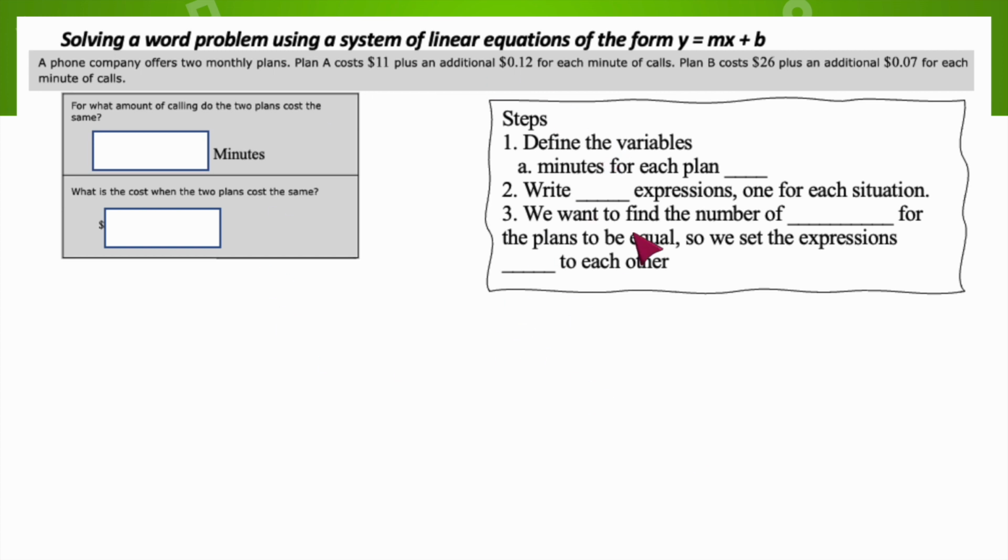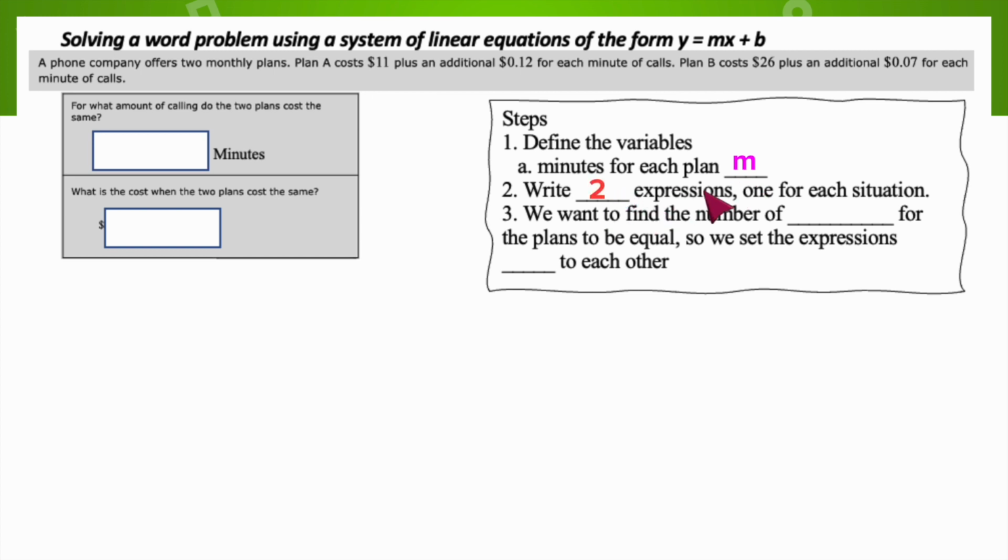All right, so we're going to do the same thing. We're going to define our variables. So we have minutes for each plan, which we're going to go with M. That's really our only variable here. We just have 2 different plans. And we have a total cost for our plans, and we have our minutes used for each plan, which we're going to go with M.